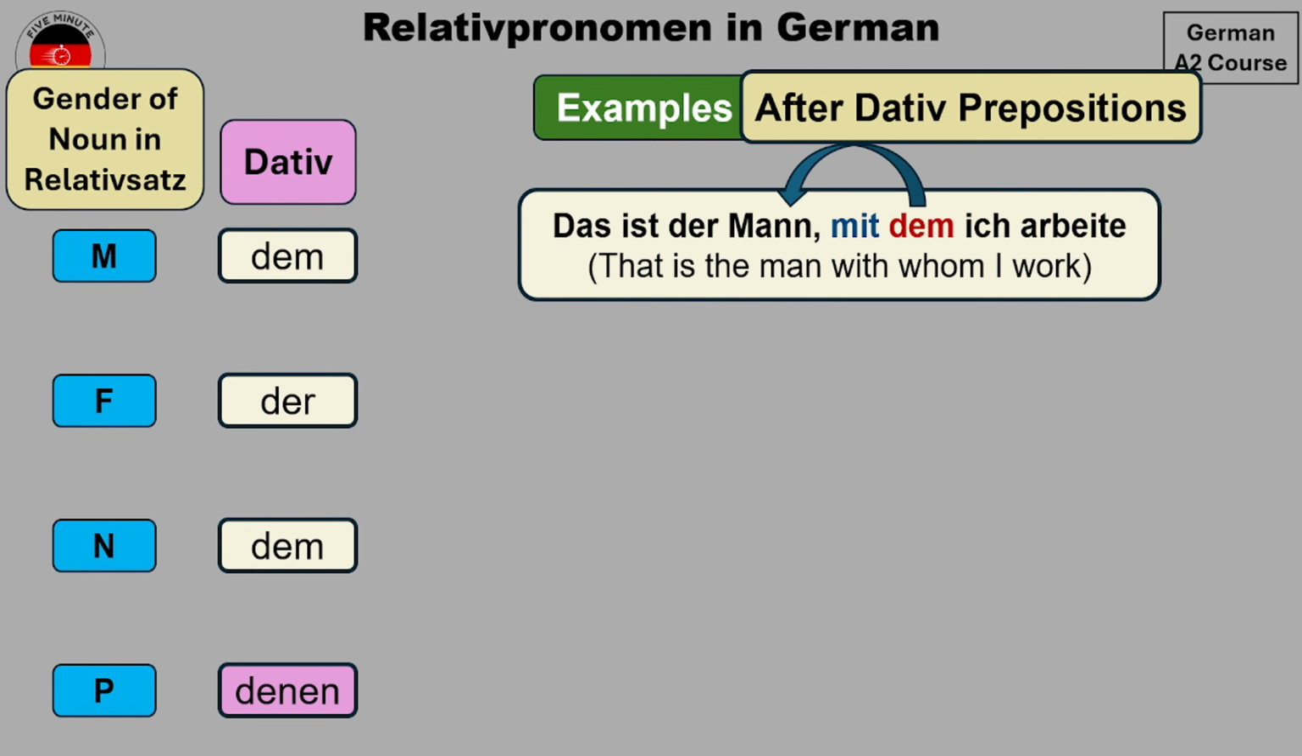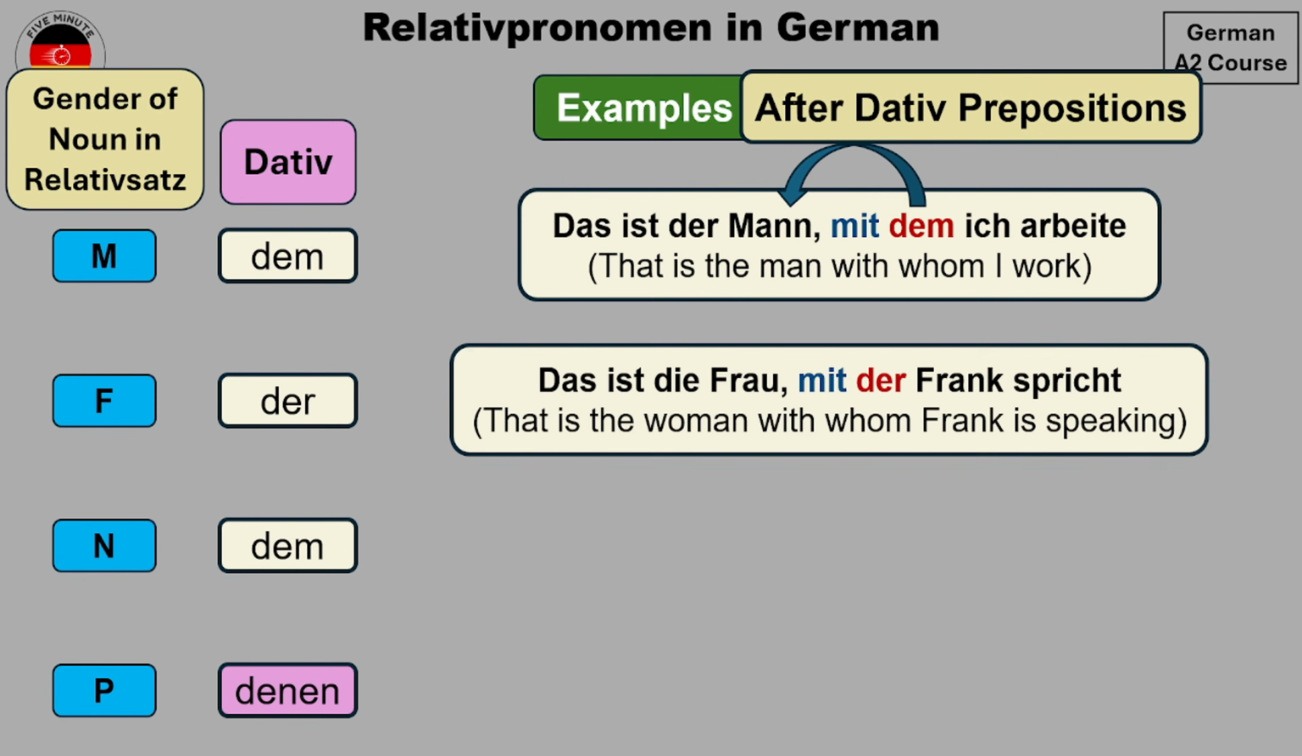Let's take an example with the feminine case. So we have the sentence, das ist die Frau, mit der Frank spricht. That is the woman with whom Frank is speaking. So you see, we have again used the dative preposition mit over here. That's why we will use the relative pronoun der to refer to the Frau in the Hauptsatz.